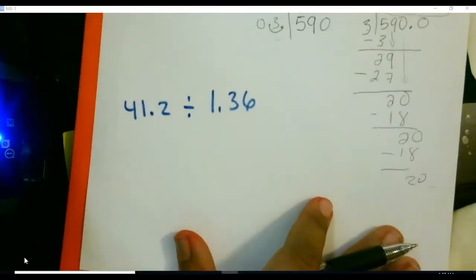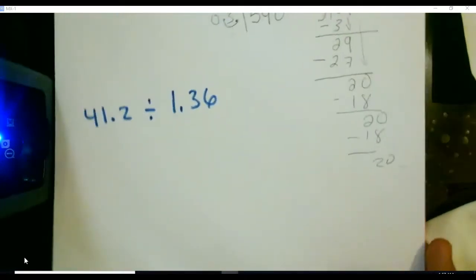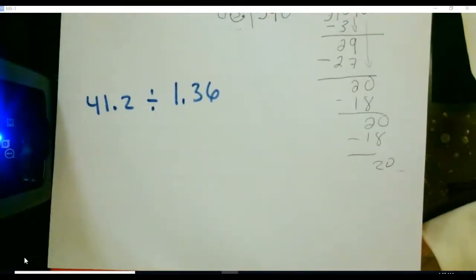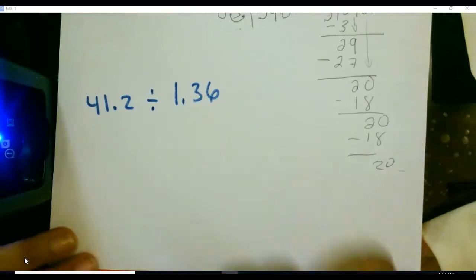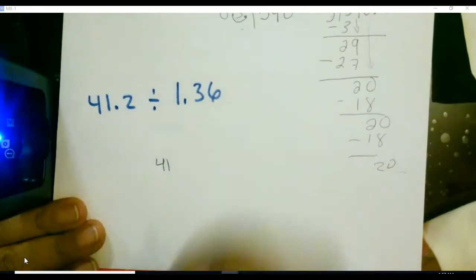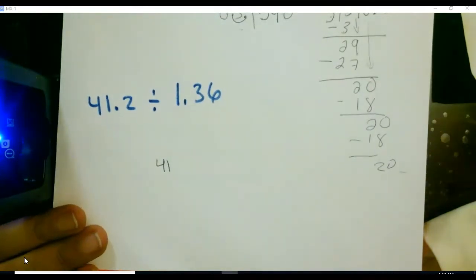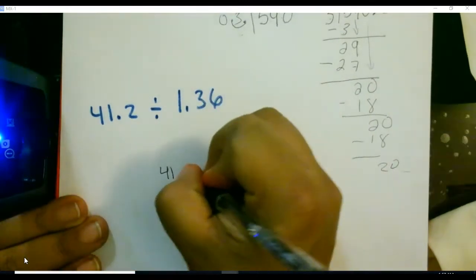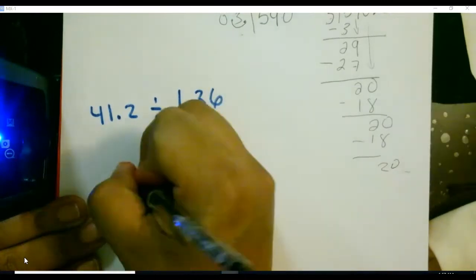Let's do another example. Here we have 41.2 divided by 1.36. So if I write this in the other way, 41.2 is my dividend divided by 1.36.